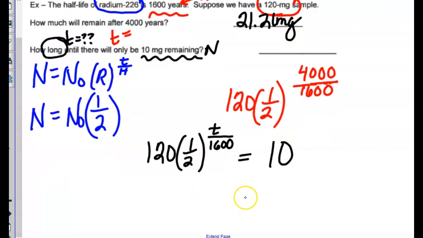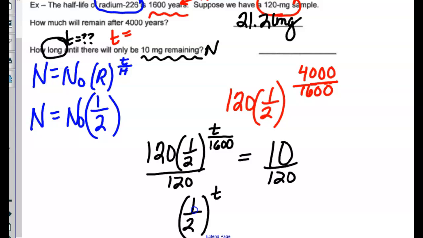What do we do first, guys? And this is where students somehow decide it's okay to do 120 times 1/2. Is that what we do here? No. When it's an e, nobody does that. But when it's a number, somehow people start doing that. We need to divide by the 120. So then we have 1/2 to the T over 1,600 equals 10 over 120, and I'm just going to leave that.